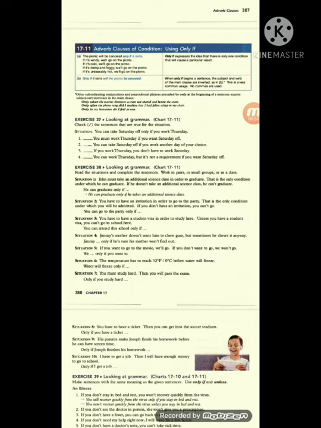17.11. Adverb clauses of condition using only if. A. The picnic will be cancelled only if it rains. If it's windy, we'll go on the picnic. If it's cold, we'll go on the picnic. If it's damp and foggy, we'll go on the picnic. If it's unbearably hot, we'll go on the picnic. So only if expresses the idea that there is only one condition that will cause a particular result.